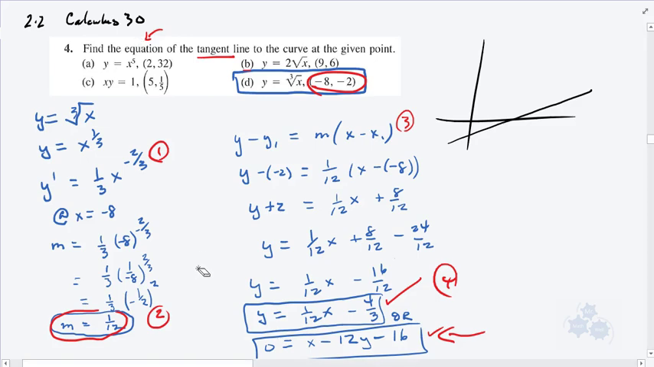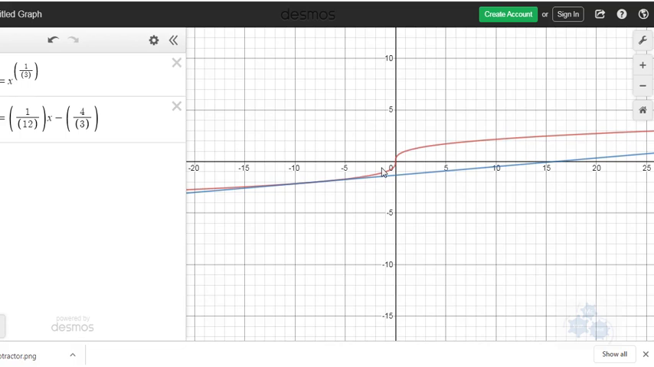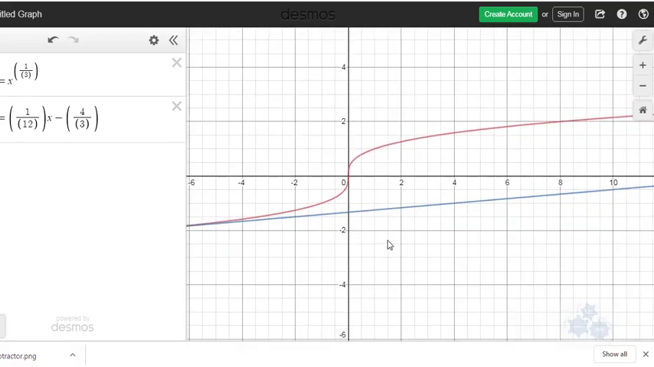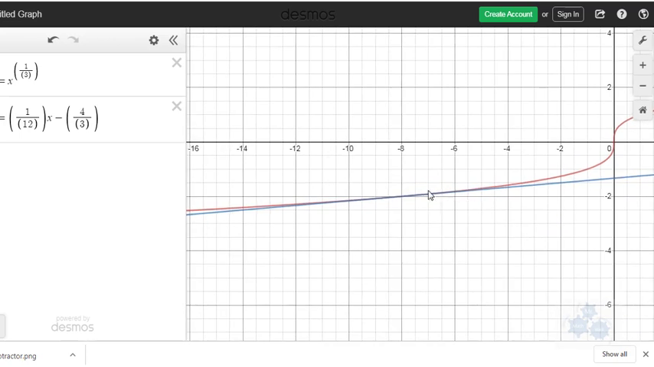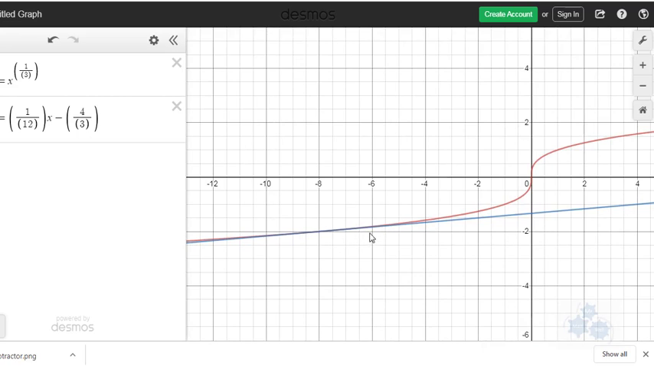I did graph my original function and this tangent line on Desmos, if you want to take a look. This red graph right here, kind of crazy, is y equals the cube root of x. And the blue line is the equation of the tangent line that we graphed, and you can see at negative 8 is the point of intersection. So that's where this blue graph touches the graph. So this is the correct equation for the tangent line. Does that make sense?